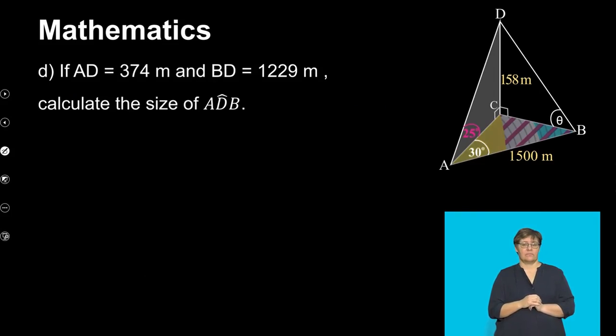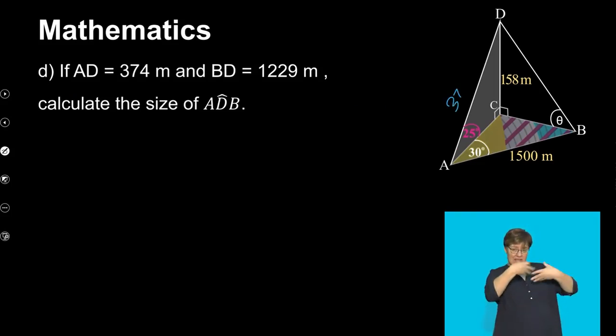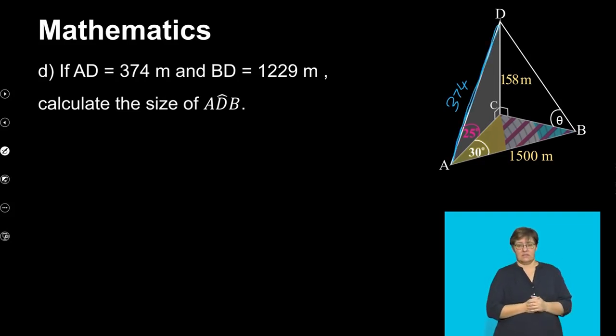Okay, this one now involves the inclined plane. They tell us if AD is equal to 374 meters, so they're giving us the value of this side here, okay? And they're giving us the value of BD to be 1,229 meters, okay? And they want us to calculate the angle ADB. So they want us to calculate this angle here.